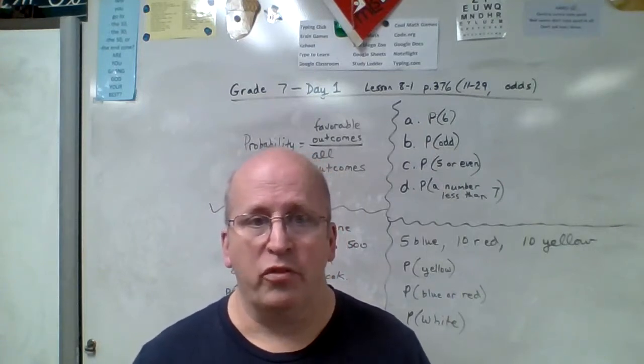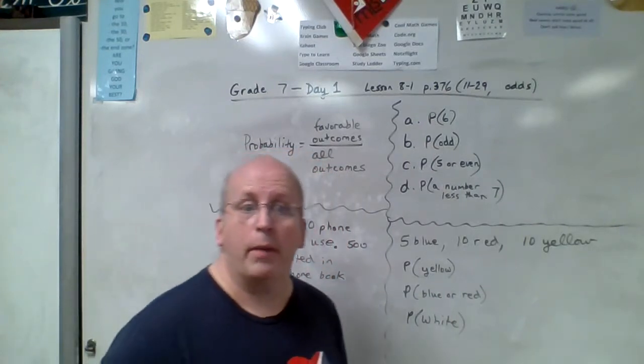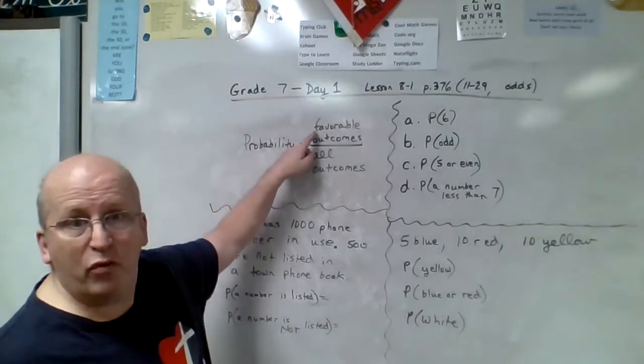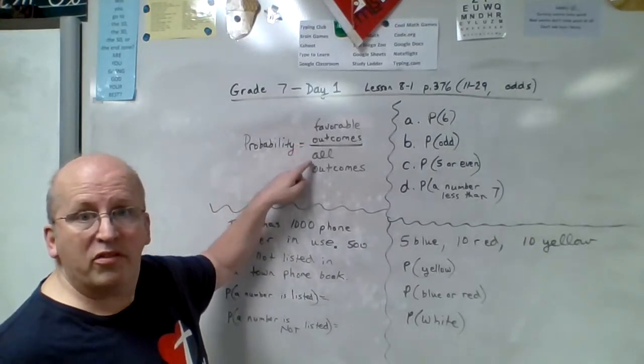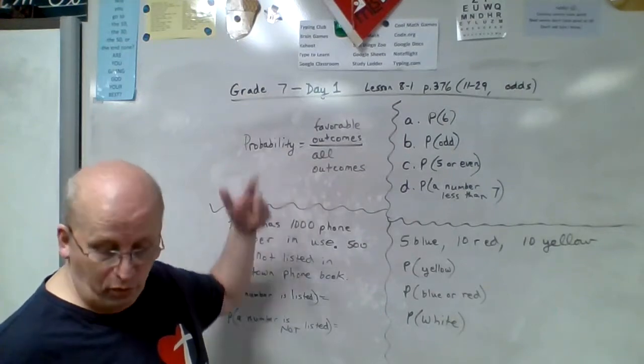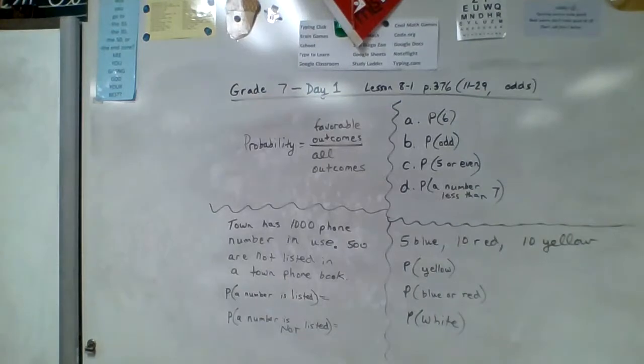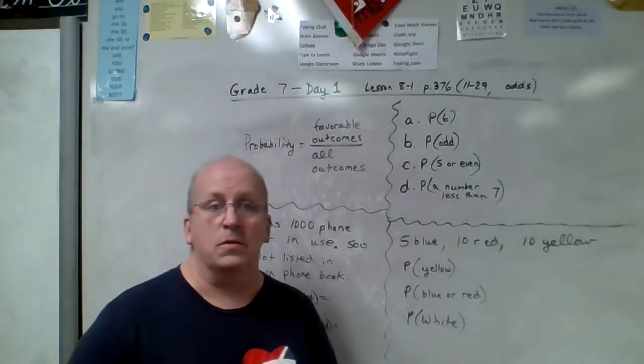The first thing we need to understand is what probability is. Probability is the amount of favorable outcomes over the top of all the outcomes in the form of a fraction. For example, if I flip a coin, there are 2 possibilities that can occur. I can get a heads, or I can get a tails.